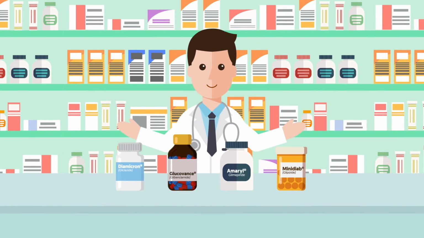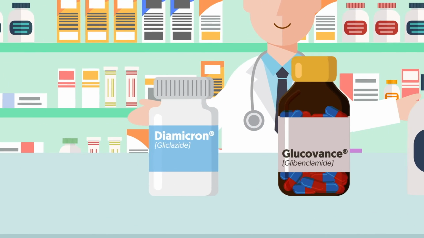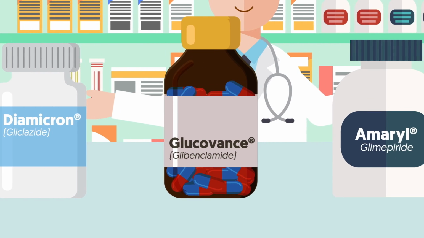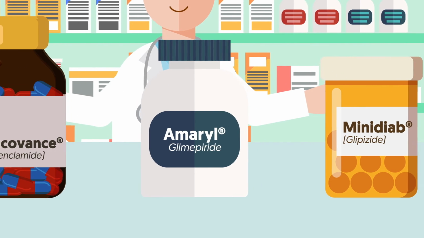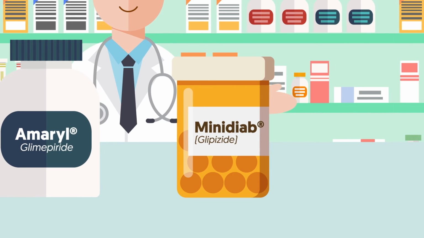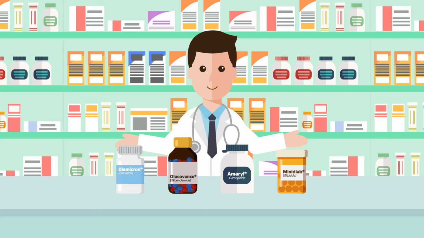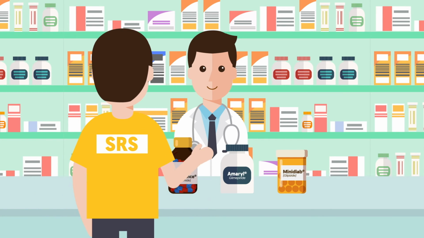These are some of the most common medications used in Australia that can cause a hypo. Diamicron, Glucovance, Amaryl, and Mini-Diab. This is just a small sample, and there are many other brands available. If you are unsure if a resident is taking a medication that may cause a hypo, be sure to speak with a pharmacist. They can provide you with information about medications and discuss common side effects.